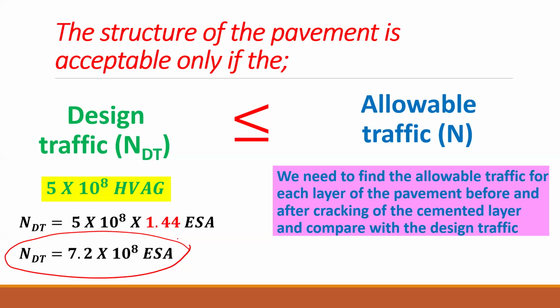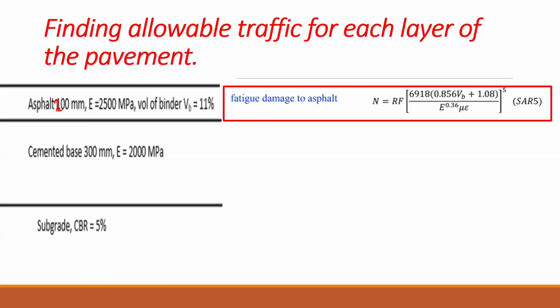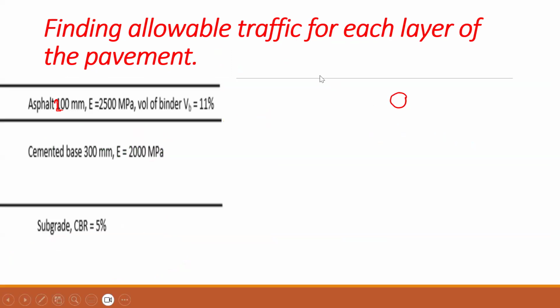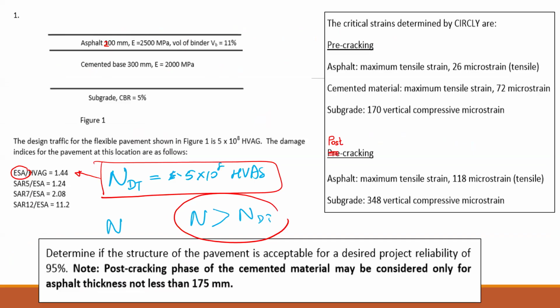So we'll move to the next part of the question, which is finding the allowable traffic. When you are finding allowable traffic, we have three equations. For the asphalt, we can find the allowable traffic using this equation. Here, RF is the reliability factor, depending on the project reliability. If you go to the question, they have given us the project reliability for this one, which is 95%.